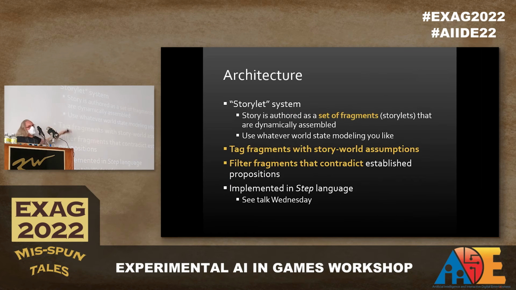The basic architecture is a storylet system. The story is authored as a set of fragments. But what we're going to do is allow the author to tag the fragments with assumptions about the story. And then we'll filter fragments from consideration that contradict things that are already established by other fragments.